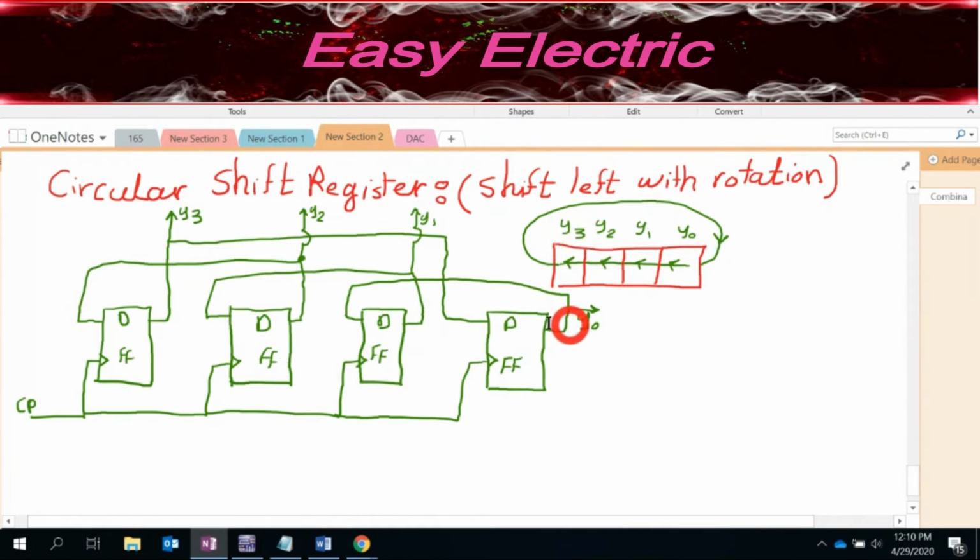So we are not done. As you already remember from our previous design, each D flip-flop has two other pins. One is the preset, one is the clear. Let's see what we should do with these pins. We have clear, we have preset.